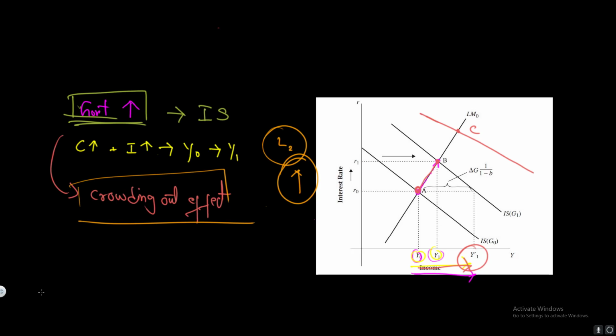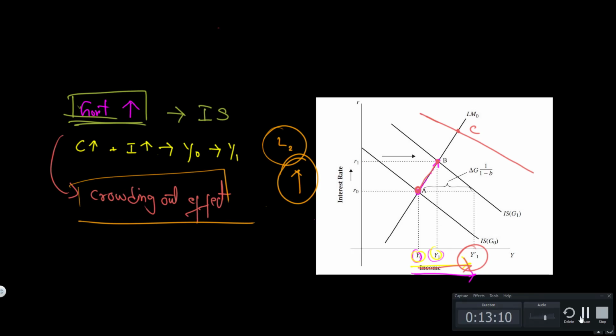The next effect is that of increase in taxation. You have to understand, increase in government spending and increase in taxation are opposites of each other. Opposites in what sense? Opposites in the sense of economic impact. So whatever we study for increase in government spending, just flip it around, inverse it for understanding the effect of increase in taxation.